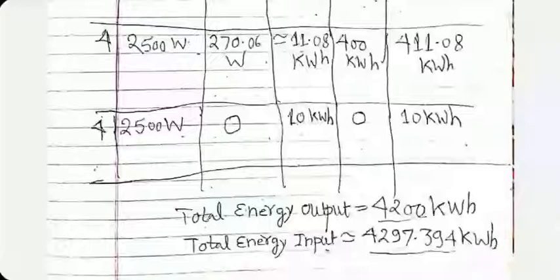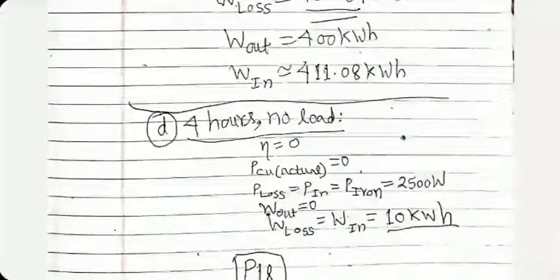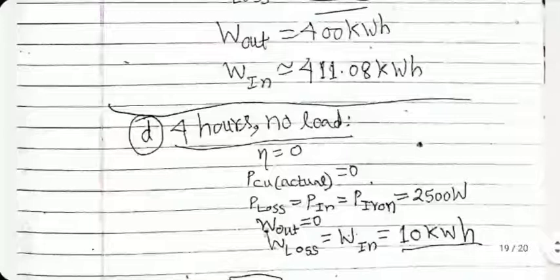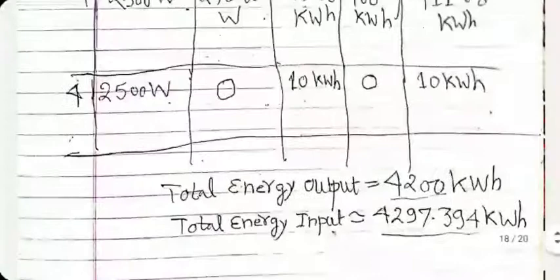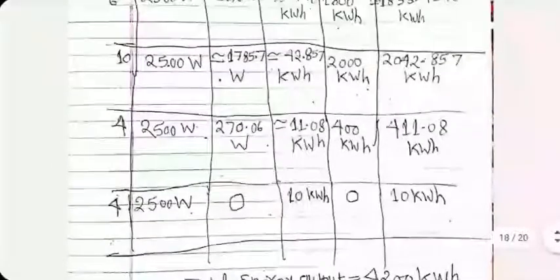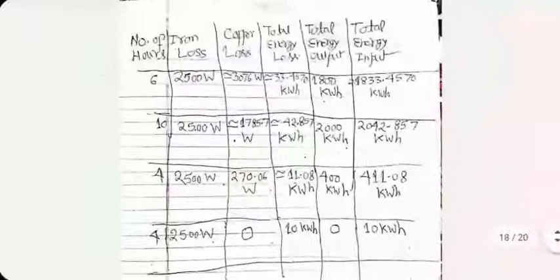And the fourth case, of course, is no load case. So efficiency is 0. Actual copper loss is 0. Only thing you have is iron loss, which multiplied by number of hours will give us the energy loss. Output energy is 0. Input energy is same as energy loss. So we plug in all those values in the fourth row. And now, of course, you sum up the results in the final two columns and take the ratio.